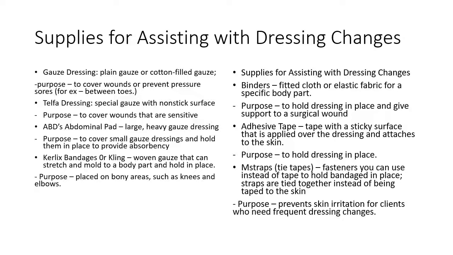So now let's go to more supplies for assisting with dressing changes. First, we have binders. Binders are fitted cloth or elastic fabric for a specific body part, and this is used to hold dressing in place and give support to a surgical wound. Next is adhesive tape. Tape with a sticky surface is applied over the dressing and attaches to the skin, and it is used to hold gauze dressings in place.